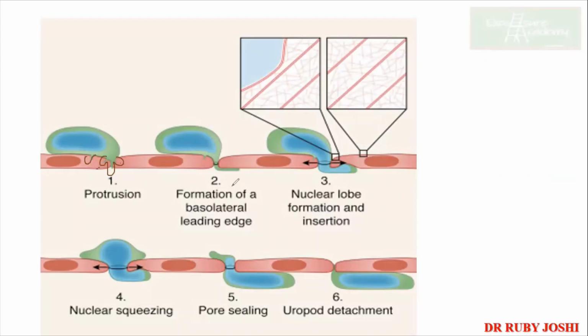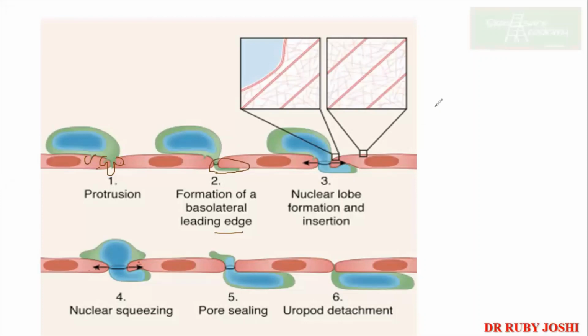Then they start coming out at the basolateral side, the leading edge. So this is known as the leading edge. Usually it is followed by nuclear lobe formation and insertion. The entire nucleus will come, and following it the entire cell will come, okay? Then they start squeezing, meaning you have broken the connections between the two endothelial cells.